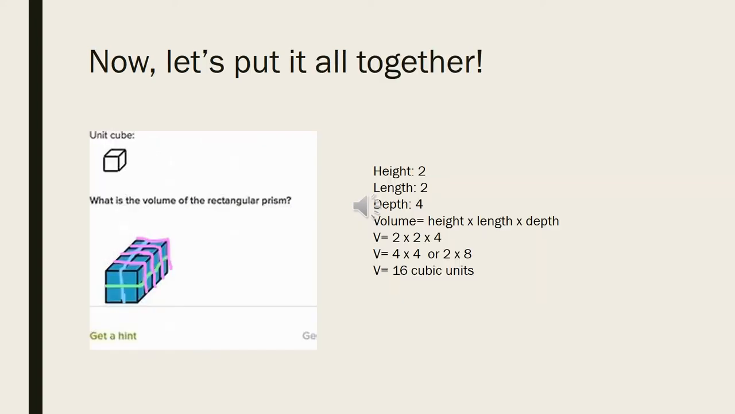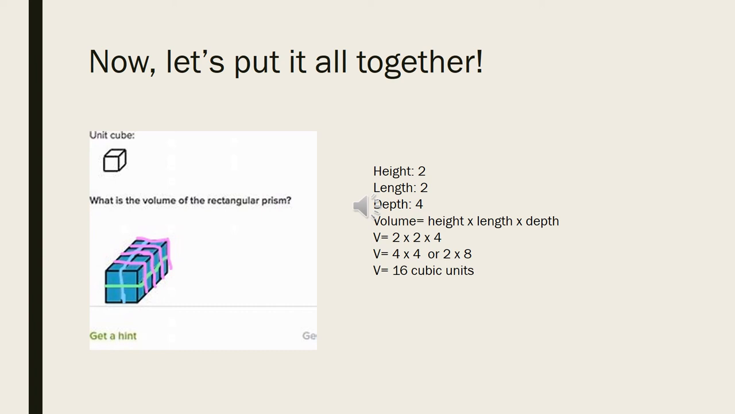All right, everyone, we are almost finished. All we need to do now is put everything together. So we found our height, our length, and our depth, which we found to be: height 2, length also 2, and depth 4. So now that we have all of these measurements, we're going to put them into the formula to find the actual volume.